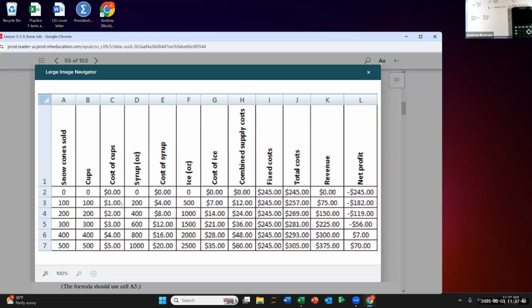And just looking at this, the cost of the syrup, considering you're going to be using 200 ounces of it, and 200 ounces is going to cost $4, I think. And then for 100 cups, it costs $1. So a penny per cup. When you look at all this stuff too, you can actually go in and figure out how much they're actually charging if you needed to.